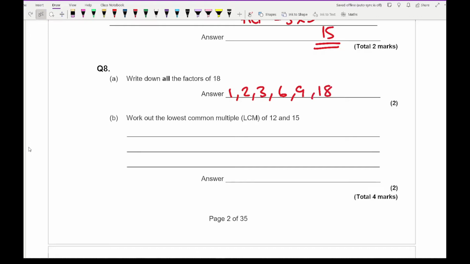Now you can write those numbers in any order, but as long as you've got all 6, that would be fine. You would lose a mark if you only wrote 5 of them. Then it says work out the lowest common multiple of 12 and 15.